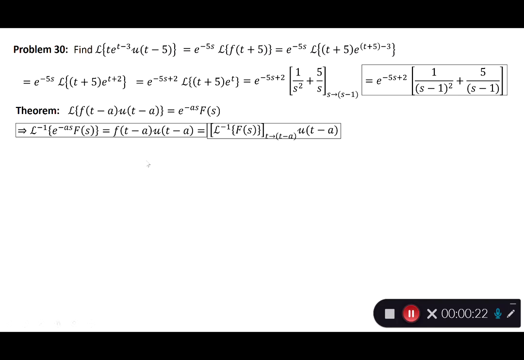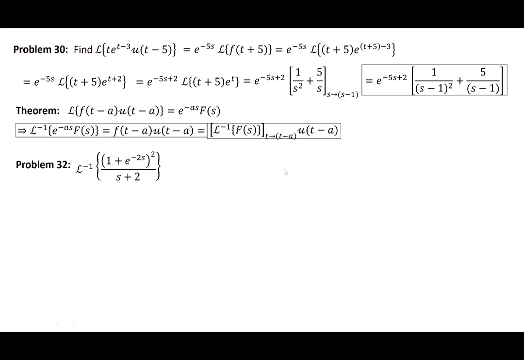Alright, so Laplace inverse of e to the negative as f of s. The way we figured that out is by taking Laplace inverse of just the f of s itself and applying a shift of t shifted by t minus a, and then multiplying. Absolutely make sure to multiply by u of t minus a. I have in the past had students who did not multiply by u of t minus a at the end, and I take off a big chunk of points if you don't do that, okay? So be forewarned.